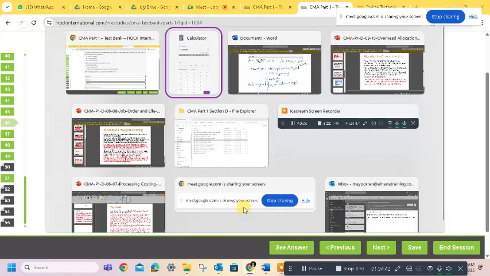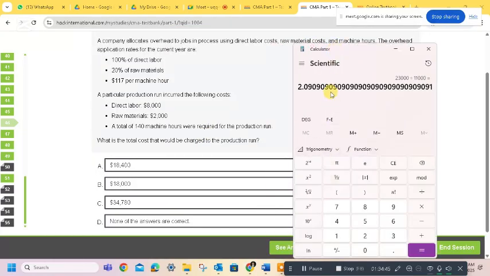Where is my calculator? Right. Raw material 2,000. Labor 8,000. These two are the direct costs. Now indirect costs, I have to do three calculations. 100% of labor cost, so another 8,000 I will apply for overhead. Then 20% of raw material, 2,000 into 0.2. Then 117 per machine hour.